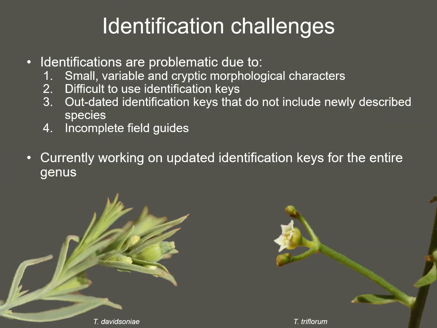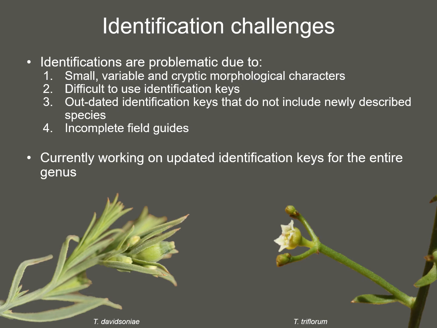Anyone who's ever tried to identify a Thesium probably knows that it can be quite challenging. And I just wanted to briefly touch on where these identification challenges stem from. The first thing that complicates the situation is that many of the important morphological characters of Thesium tend to be very small. For example, the flowers that are only about 3 millimeters long. And many of the important characteristics are found on the inside of the flowers, such as we saw in the previous slide. And these can only be seen when these tiny flowers are dissected.